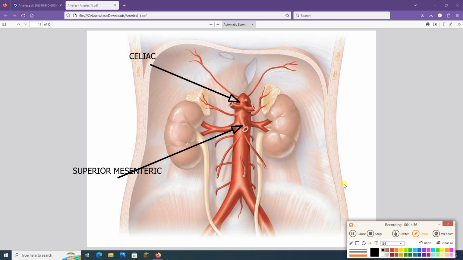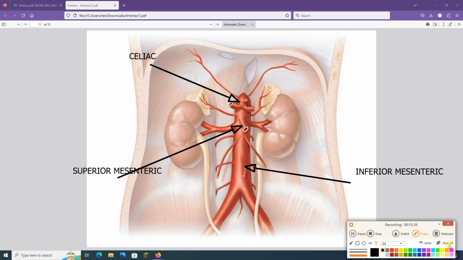Now, if there's a superior mesenteric, notice if I go a little farther down, emanating from the front surface of the aorta, I am going to have an inferior mesenteric artery, feeding the large intestine as well as some of the small. Now, what else can I see here? Lots and lots of wonderful stuff.